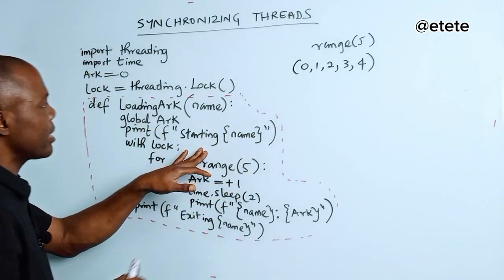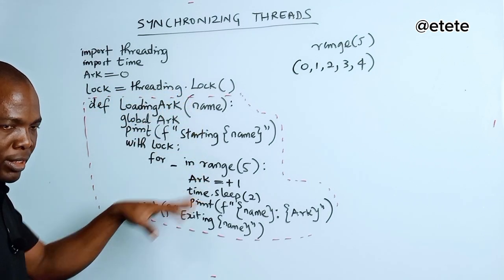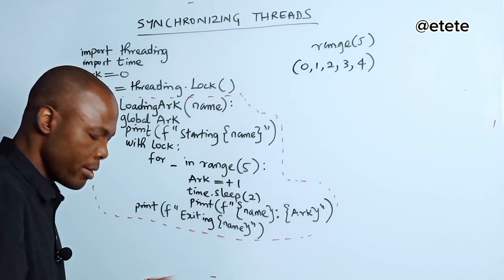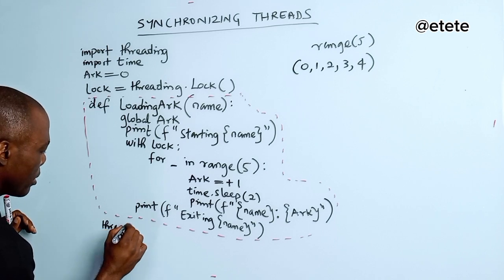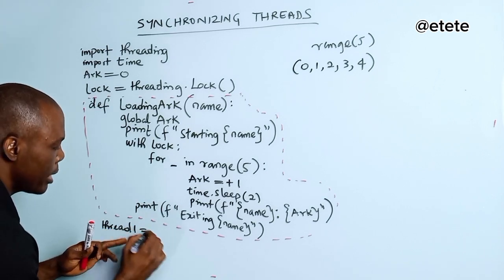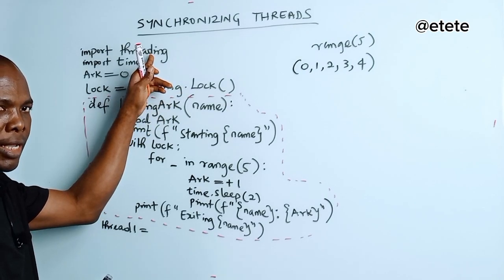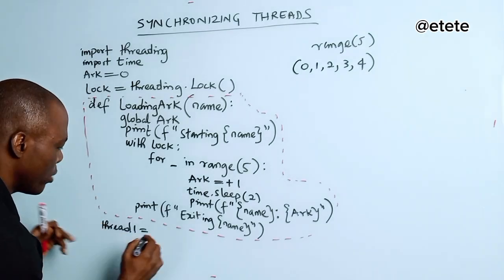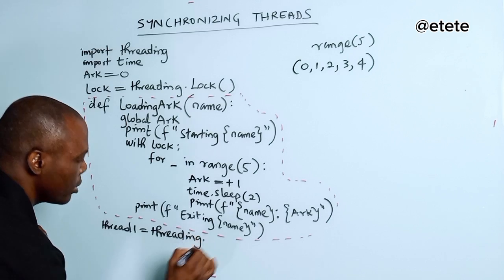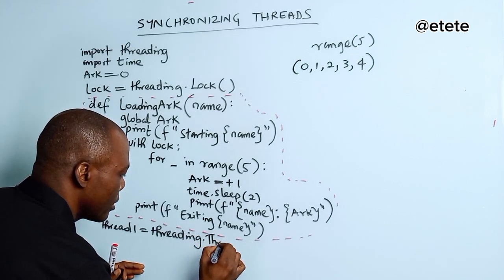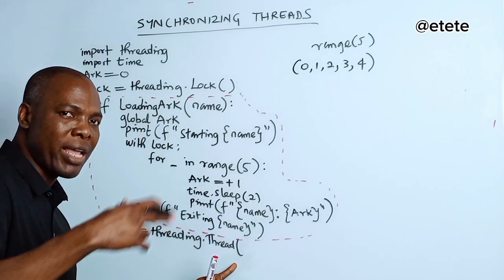So now I have created my task. I have created the arc. I have created the lock, which they are going to obtain to perform this task. Now I want to create the thread, right? I will come here and I will say thread 1. Then I'm going to call the constructor, which is the Thread class inside the threading module. So thread 1, I'll say threading.Thread, right?